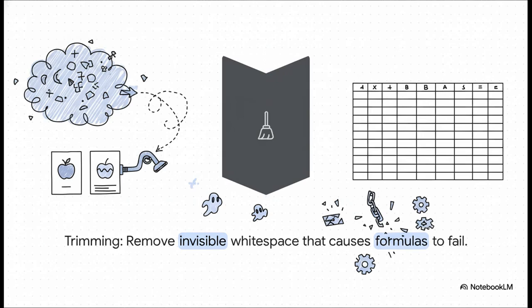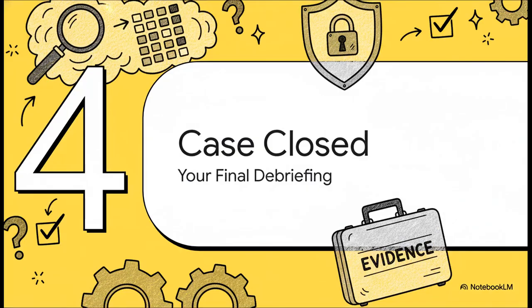And finally, we have what might be the sneakiest culprit of them all, trimming. We're hunting for these invisible little saboteurs, those extra spaces at the beginning or end of a cell. I mean, to your eyes, apple and apple space look totally identical, but to a formula, they're complete enemies. Trimming gets rid of these hidden characters and fixes errors you could have spent hours trying to track down. And with that, case closed. You've followed the clues, you've put up preventative measures, and you've prepared the evidence for a rock-solid conclusion.